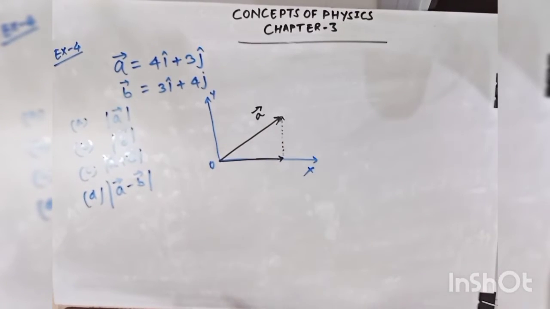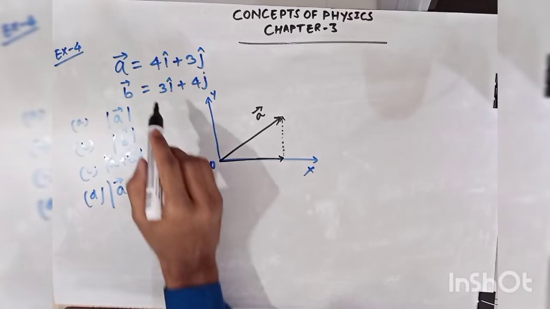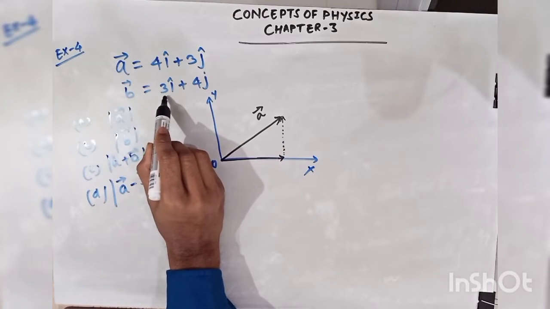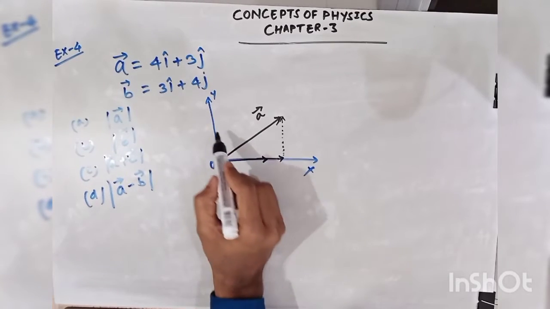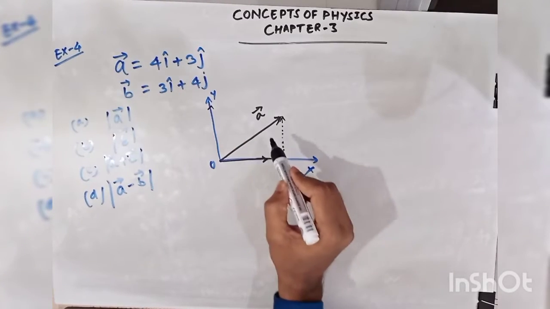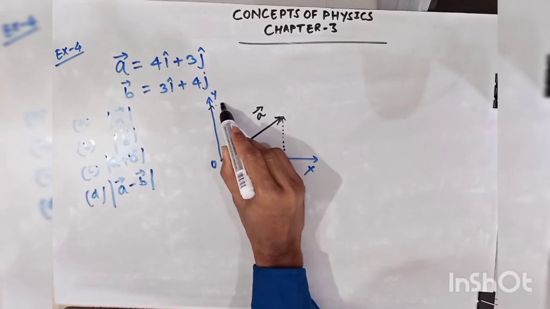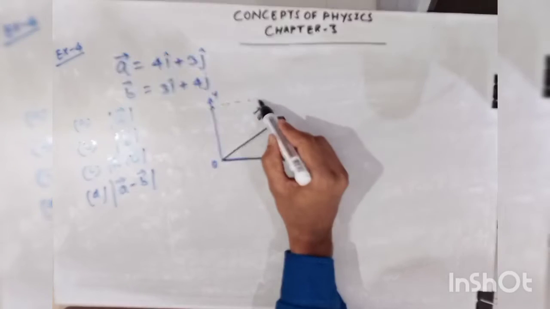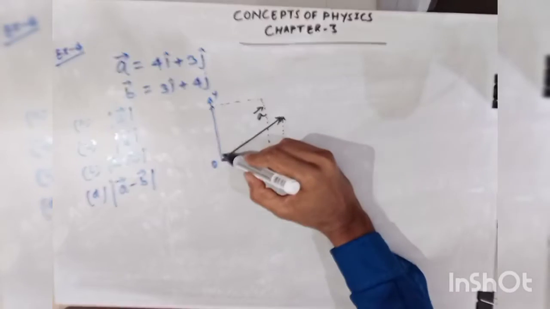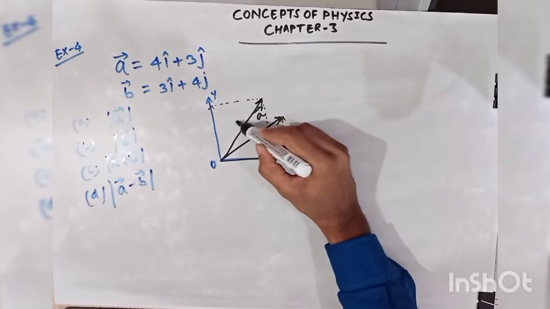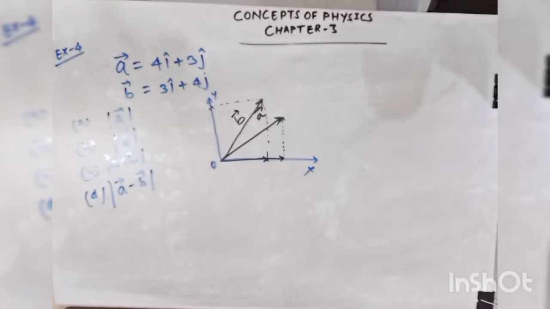Okay, how can we represent vector B? So B is 3 units in the direction of x and 4 units in the direction of y. So if you find these two coordinates, if you extend and meet the two coordinates, vector B would be somewhere around here. So now this is the conceptual part.